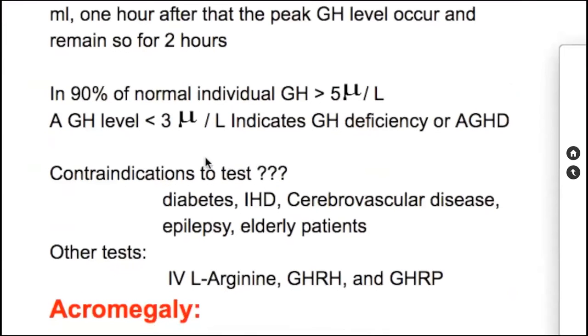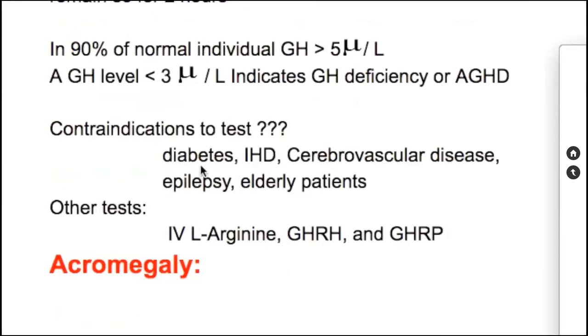So, what are the contraindications to the insulin-induced hypoglycemic stress test? Contraindications are diabetes, ischemic heart disease, cerebrovascular disease, epilepsy, and elderly patients. The other tests done are the L-arginine test, GHRH test, and GHRP test: growth hormone releasing hormone and growth hormone releasing peptides.